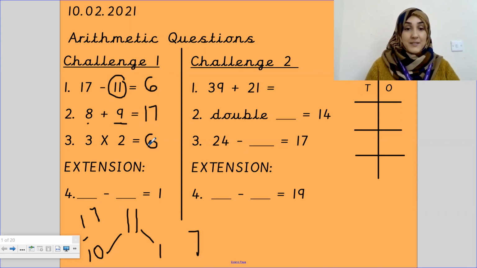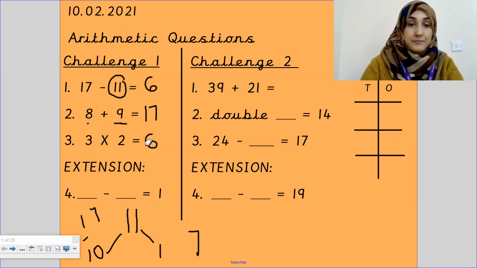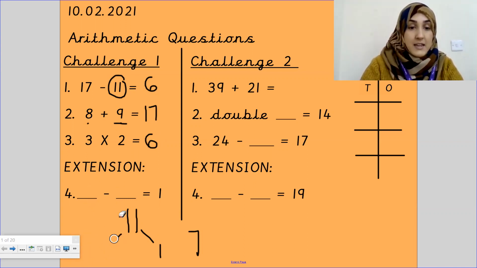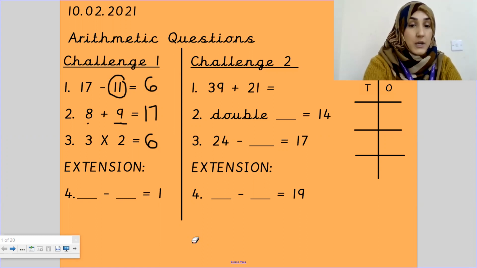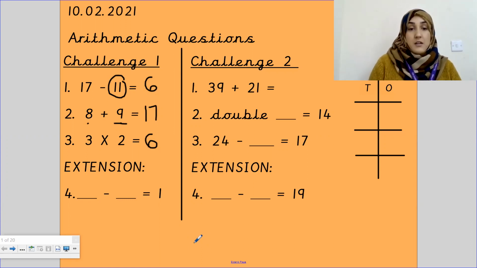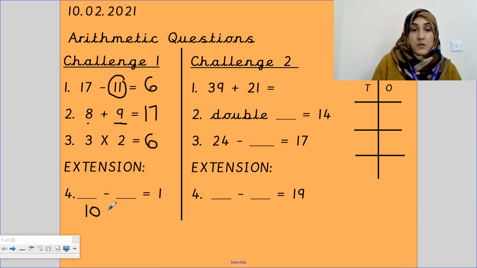Fantastic, Morris. Okay, let's use the rubber to rub this out underneath, otherwise I won't be able to see anything. There we go. Now, for our extension question, it's something take away something equals 1. So let's start off with the number 10. Ready? So 10 take away 9 equals 1.